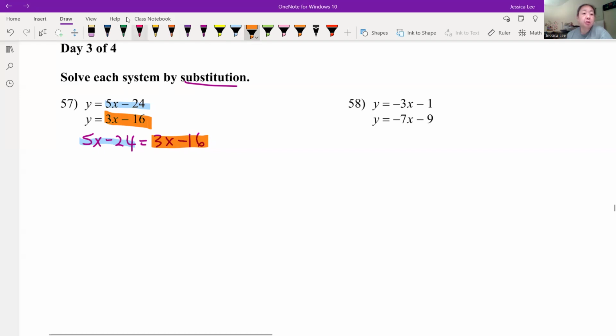So now we have the equation. We're just going to solve for it. We've been doing this, right? This was like day 1 stuff, right?